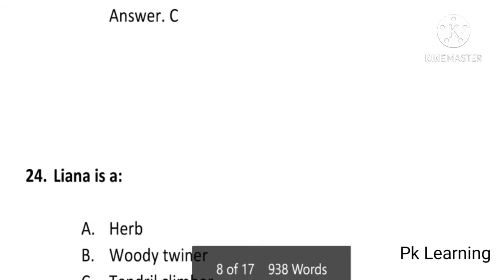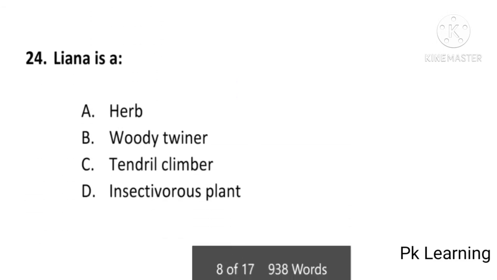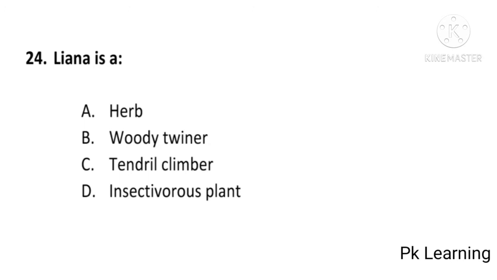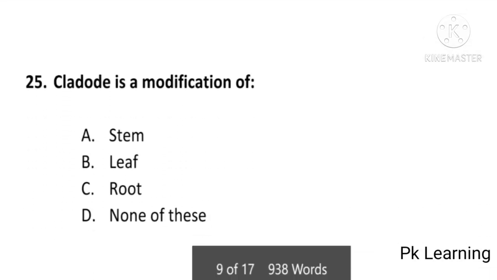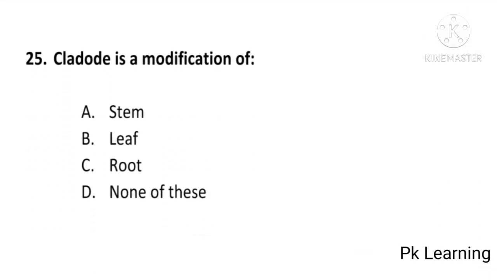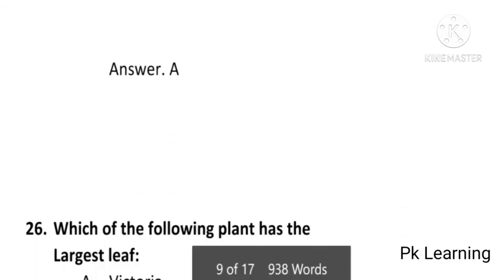And next question is, liana is a herb, woody twinner, tendril climber, or insectivorous plant. And answer is B, woody twinner. Liana is a woody twinner. B is correct option. And next question is, cladode is a modification of stem, leaf, root, or none of these. And answer is A, stem. Cladode is a modification of stem. A is correct option.